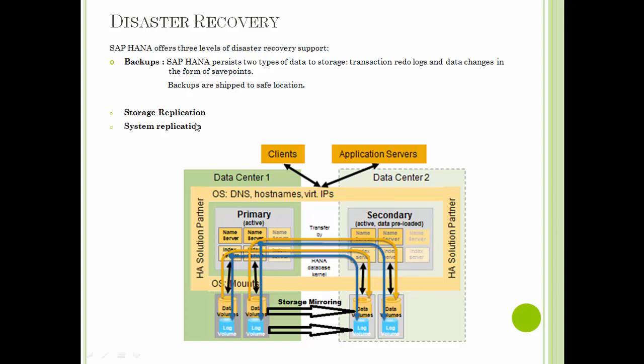Next is about storage replication. What is storage replication? It is a solution in which continuous replication of all persisted data is possible. That is, with the help of storage techniques, which is also termed storage mirroring, we have continuous replication of data and logs from one data center, which is data center 1, to the other data center. So using this continuous replication technique, we have the data copied to another data center, which would act as the standby data center in this scenario.